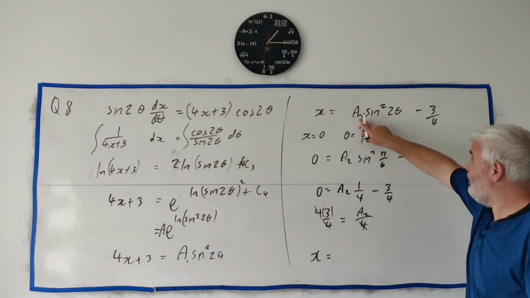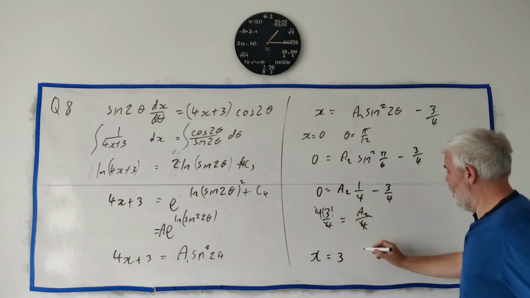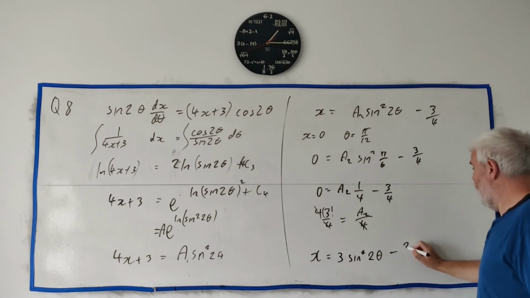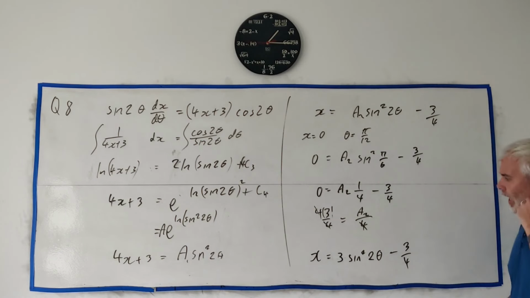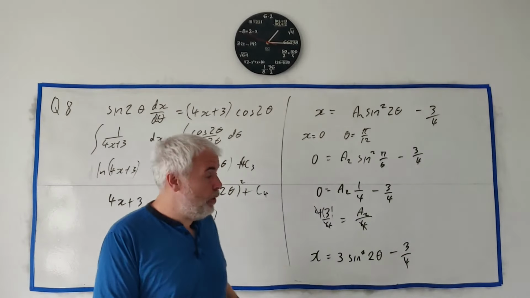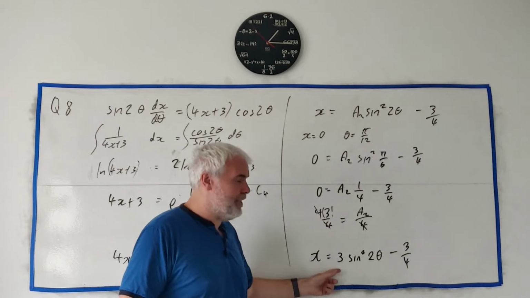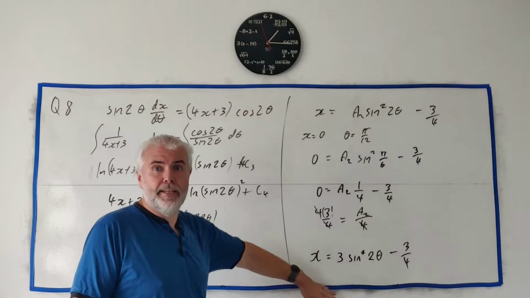X is equal to, instead of A squared though, they want to see the number 3. Sine squared 2 theta minus 3 over 4. That's your final answer. If you got a constant at a different point, that's perfectly okay. We all should be getting to the same last answer, or something's gone wrong. Yeah, that's it for this question.